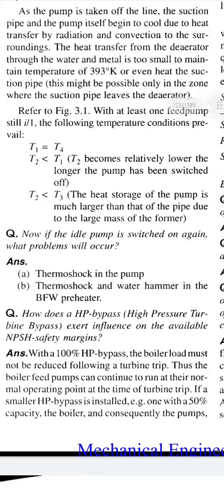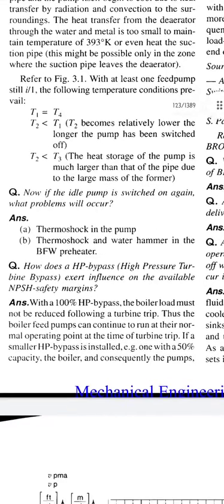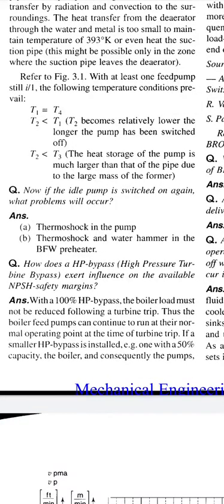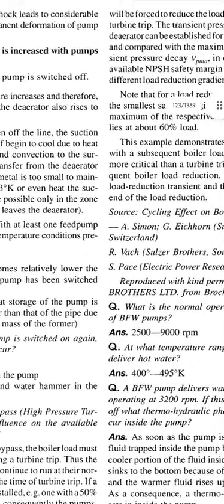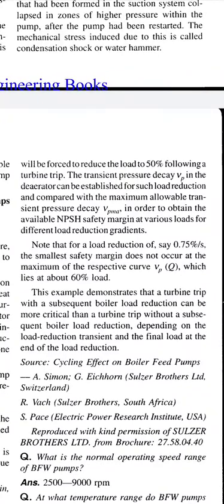Question. How does a HP bypass, high pressure turbine bypass, exert influence on the available NPSH safety margins? Answer. With a 100% HP bypass, the boiler load must not be reduced following a turbine trip. Thus, the boiler feed pump can continue to run at the normal operating point at the time of turbine trip. If a smaller HP bypass is installed, for example one with a 50% capacity, the boiler and consequently the pumps will be forced to reduce the load to 50% following a turbine trip.